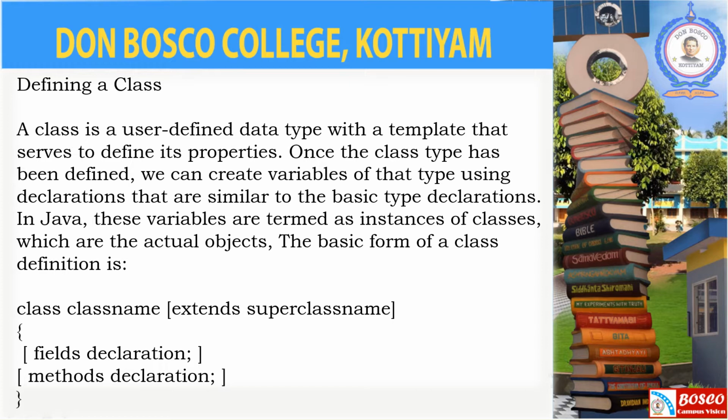Then inside the curly braces, we will be giving the field declaration as well as the method declaration. Remember what we studied in C++. For example, class student. Student is a class name and class is a keyword. Then inside the curly braces, I will be giving char name[20]. That is a field declaration.